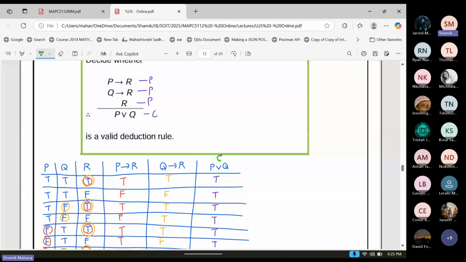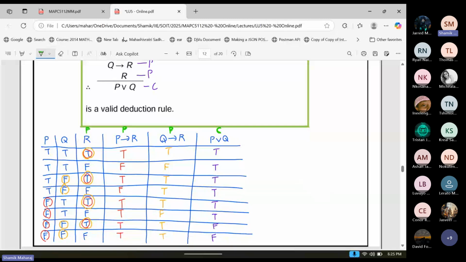Make it a bit far. So that's there. The premises are, there's one here. There's another one here. And R itself is a premise. Okay, so they all lined up nicely, which is helpful. Now, where are all three premises true?